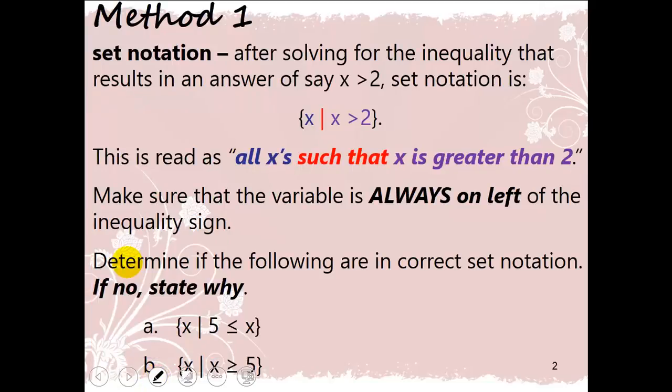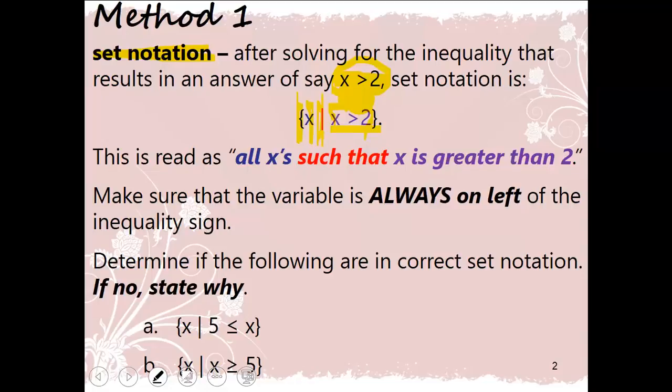Okay. Method 1 is called set notation. So after we've solved an inequality, we get an answer of x is greater than 2. Set notation would be written as parenthesis, the variable, in this case x, and then a vertical line, and then the expression, the answer that you got. These two match, okay?